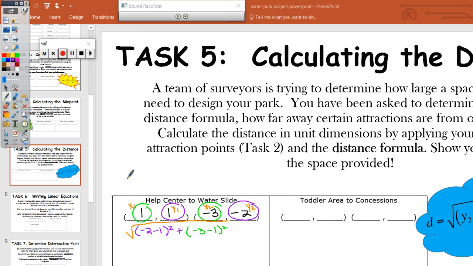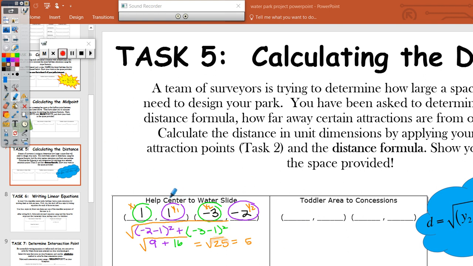So -2 minus 1 is -3, and -3 squared is 9. -3 minus 1 is -4, and -4 squared is 16. 9 plus 16 is 25, and the square root of 25 is 5. So this comes out to be a whole number. You can type this whole part right here into the calculator, and it'll tell you 5. But that's not always the case.